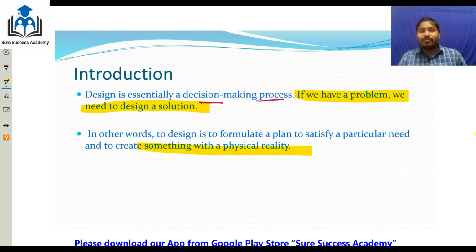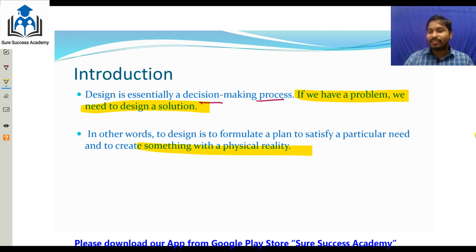If you have a problem, you need a solution. What type of solution you have to find? This is a decision making process. You have to formulate a plan to satisfy the particular need. What is your need? First you have to know. Then based on the need, you have to make a formulated plan to satisfy your design requirement.